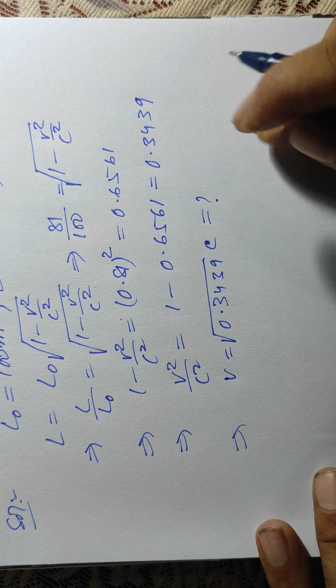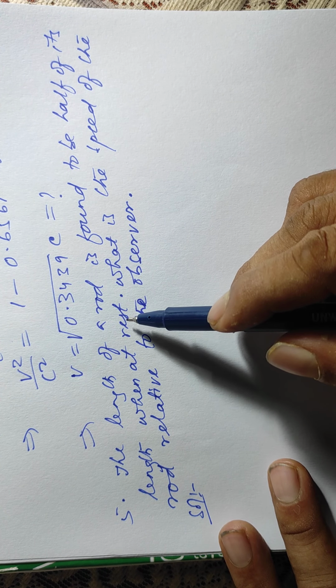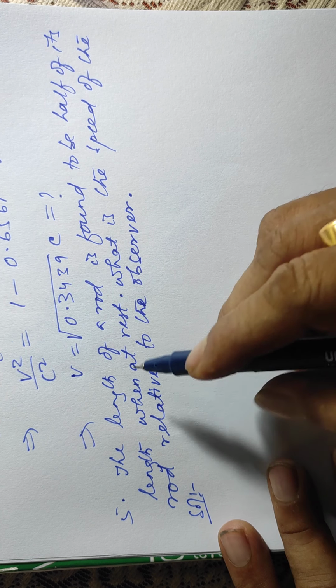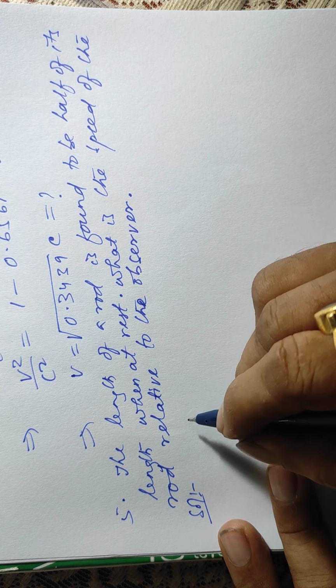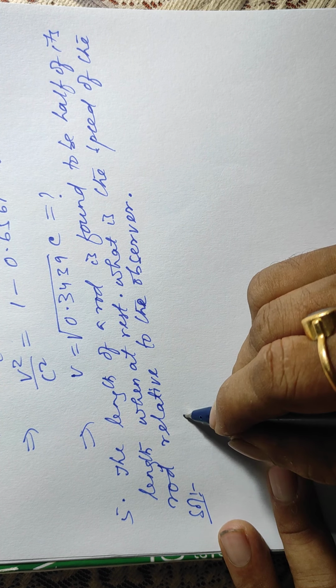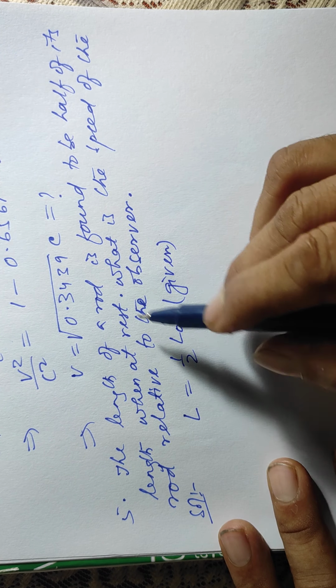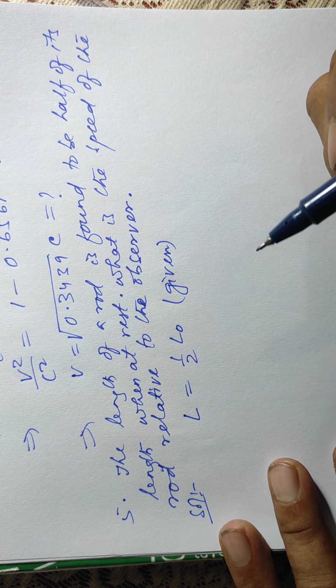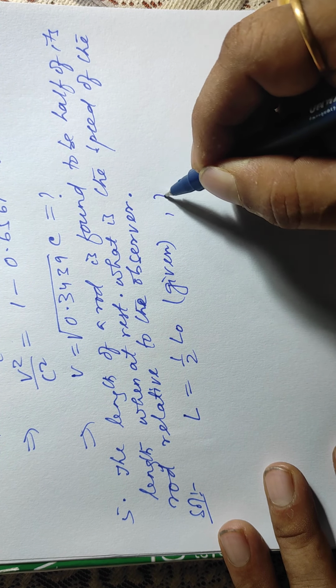See here this question. The length of a rod is found to be half of its length when at rest. That means if the length of the rod at rest is L0, then L is equal to half of L0. This is given. The length of a rod is found to be half of its length when at rest. So what is the speed of the rod relative to the observer? That means you have to find out V.